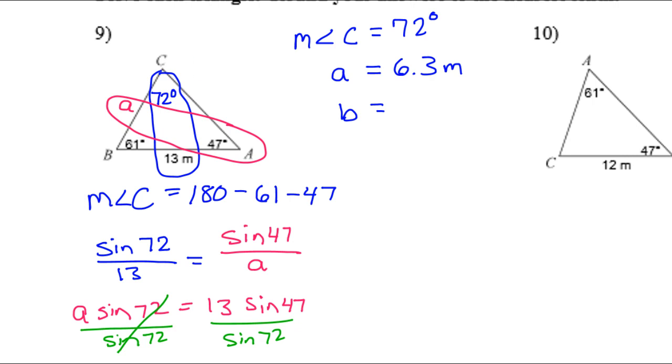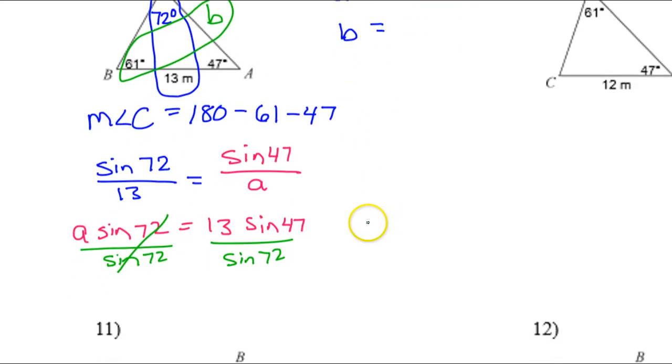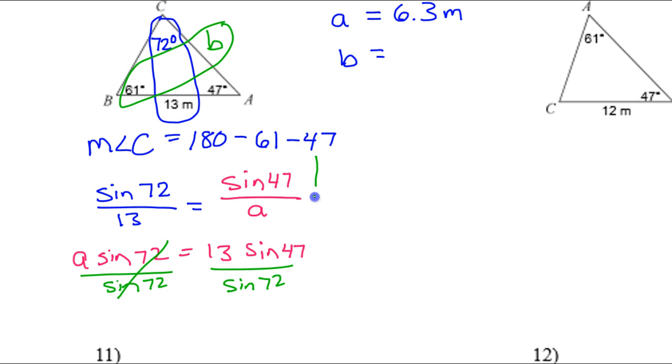Now for B. So I'm just going to erase this so it's not getting in my way. And so side B is over here. Now again, these are across from each other. So I should be able to set up another ratio just like I did before. I'll start with the same ratio that I had last time, using the 13 and the 72 where I had both numbers. So setting that up again, the sine of 72 over 13.